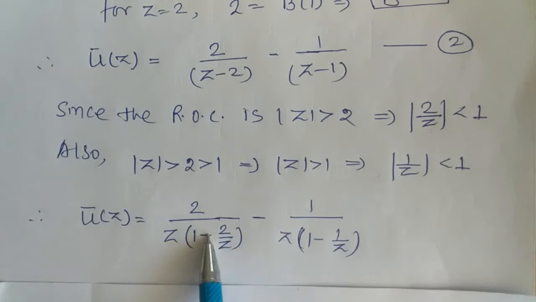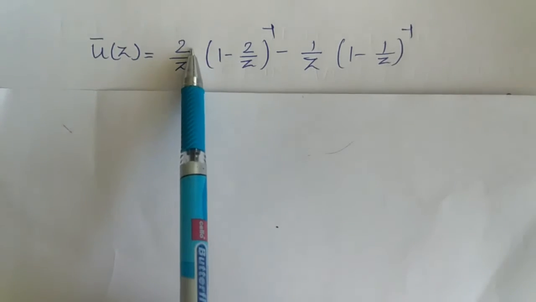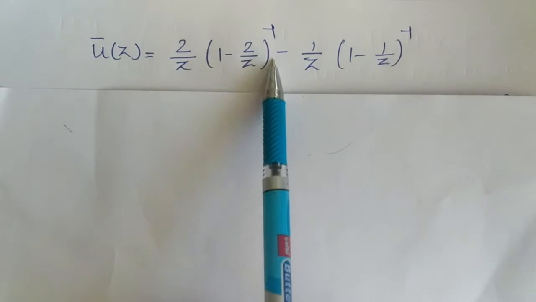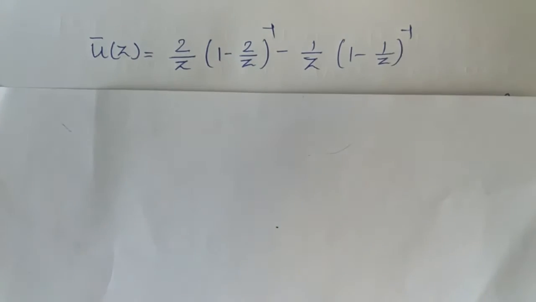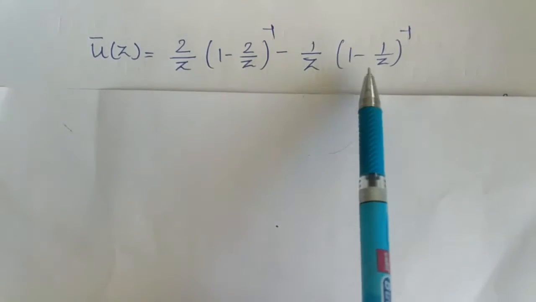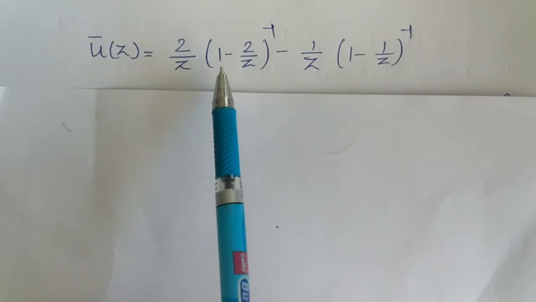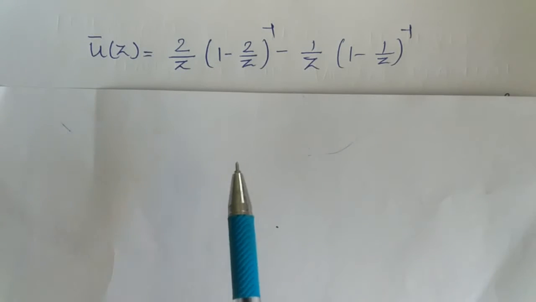Now these two expressions we write in the numerator with inverse power. So we have u bar z is equal to 2 by z into (1 minus 2 by z) whole inverse, minus 1 by z into (1 minus 1 upon z) whole inverse. Now we expand these two expressions using binomial theorem, and as we know, the binomial expansion of (1 minus x) whole inverse is 1 plus x plus x square plus x cube plus so on.